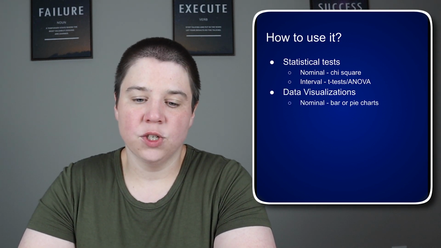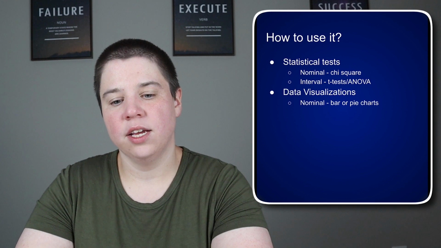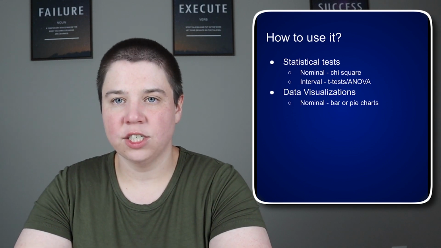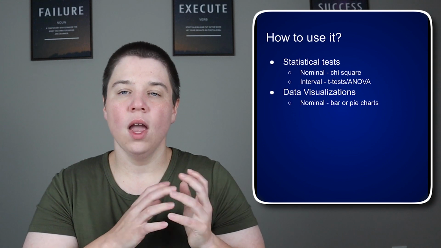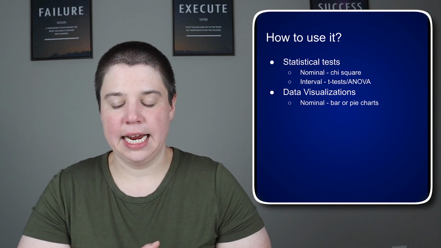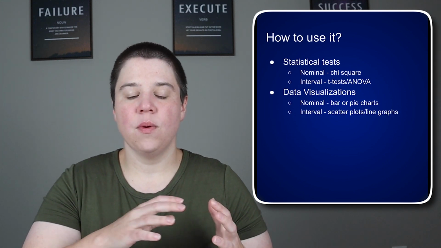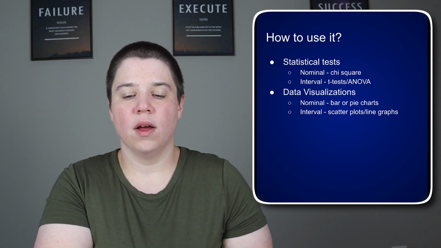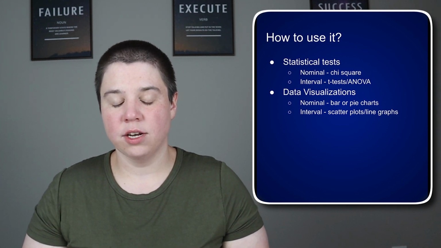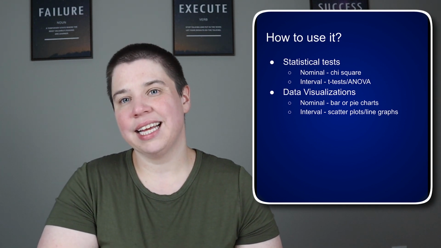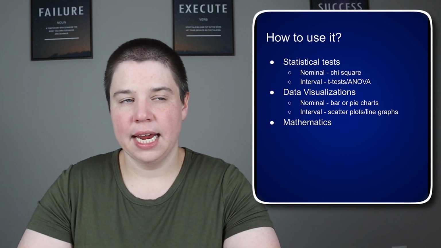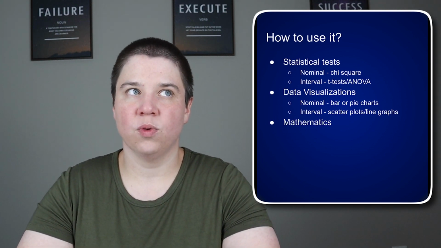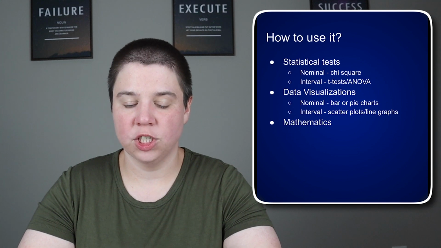For things like data visualizations, for nominal data, you tend to use bar or pie charts, at least bar graphs where at least one axis is nominal data. Versus if you have continuous data or intervals or ratios, you're going to use something like scatter plots or line graphs. In overall mathematics, the type of data we collect controls how we can use those numbers we generate.